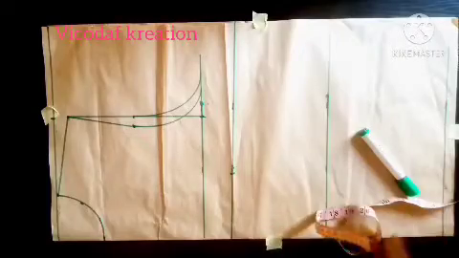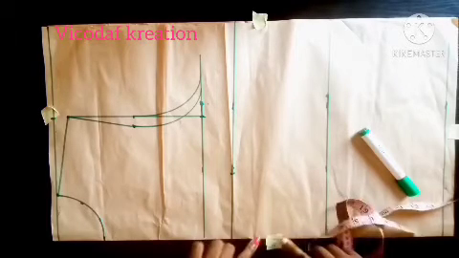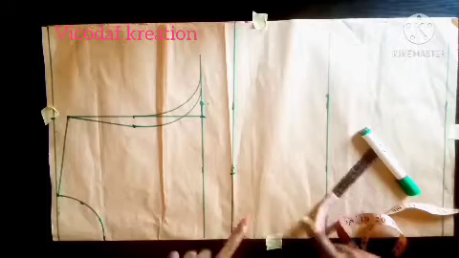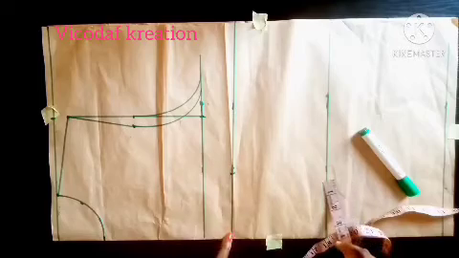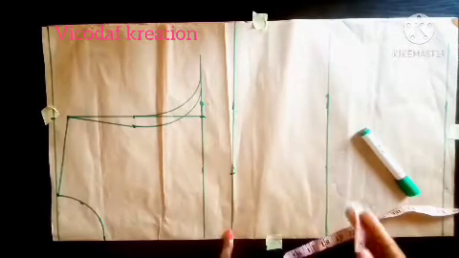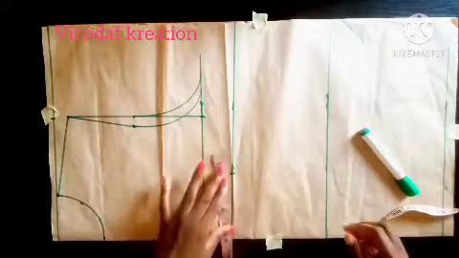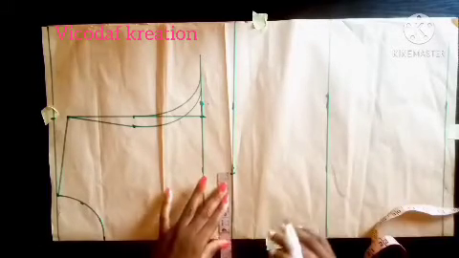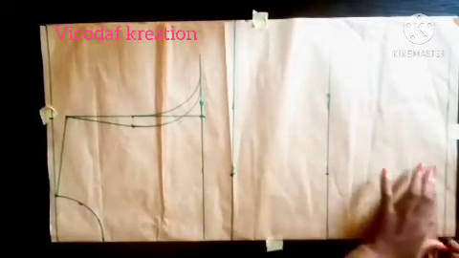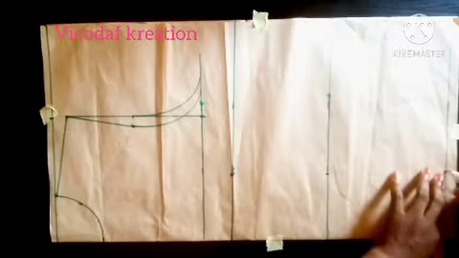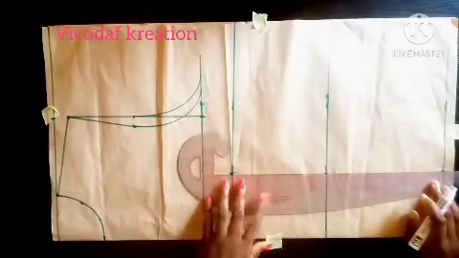Now we input our dart. So we use our nipple to nipple measurement. My nipple to nipple is 8.5. But because this paper is on fold, I will measure 4.25. So from on my bust point line, I will measure 4.25. So on my waist as well, I will measure 4.25. On the hip line, I will measure 4.25 and connect the line together.